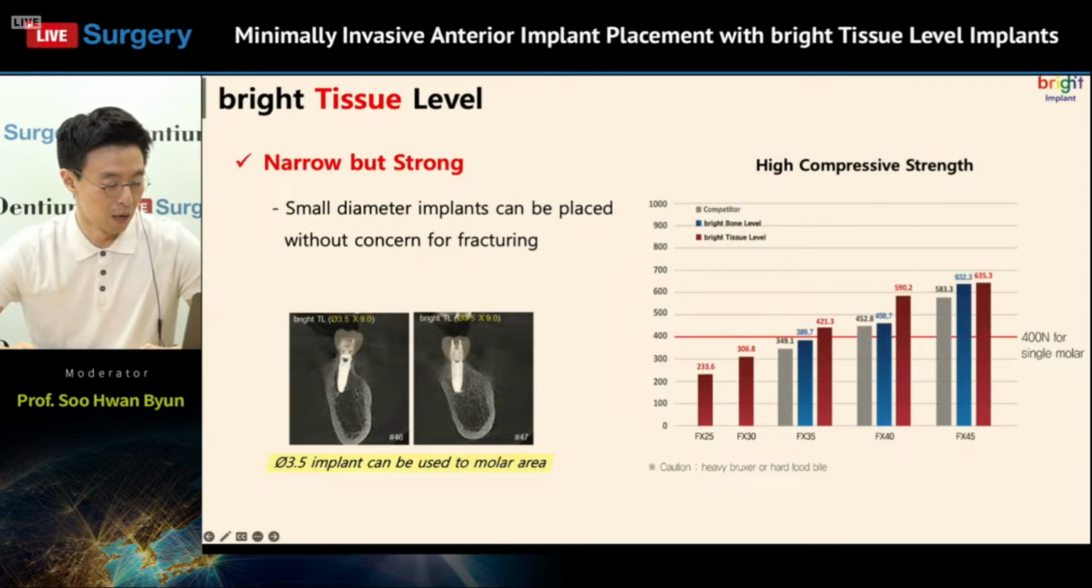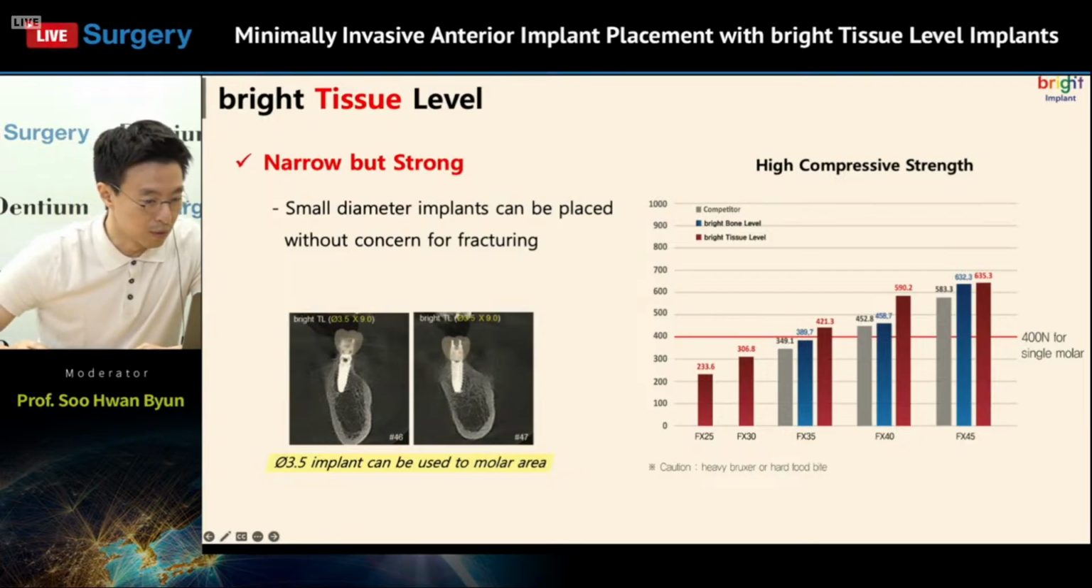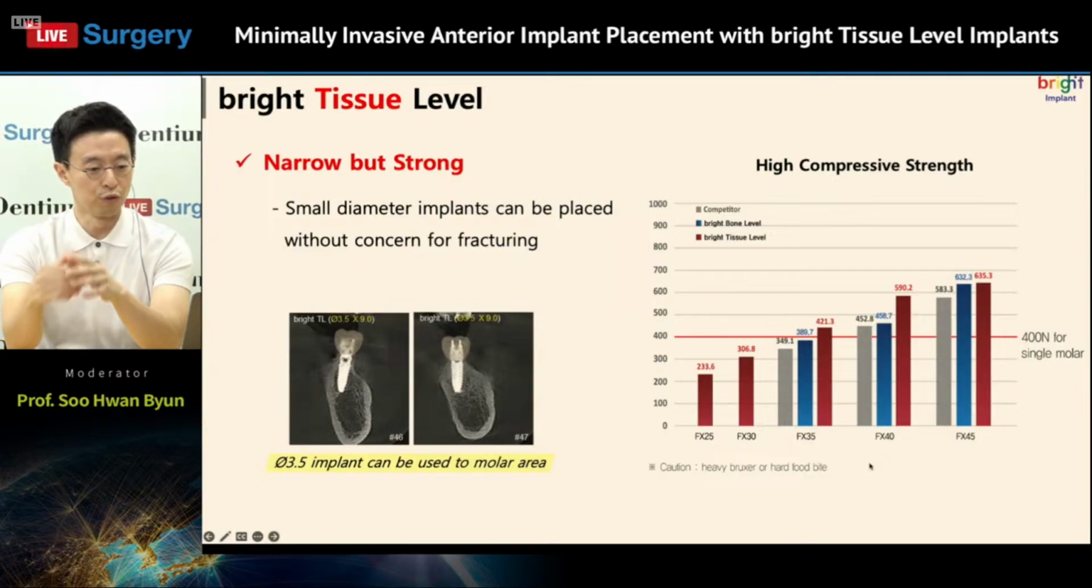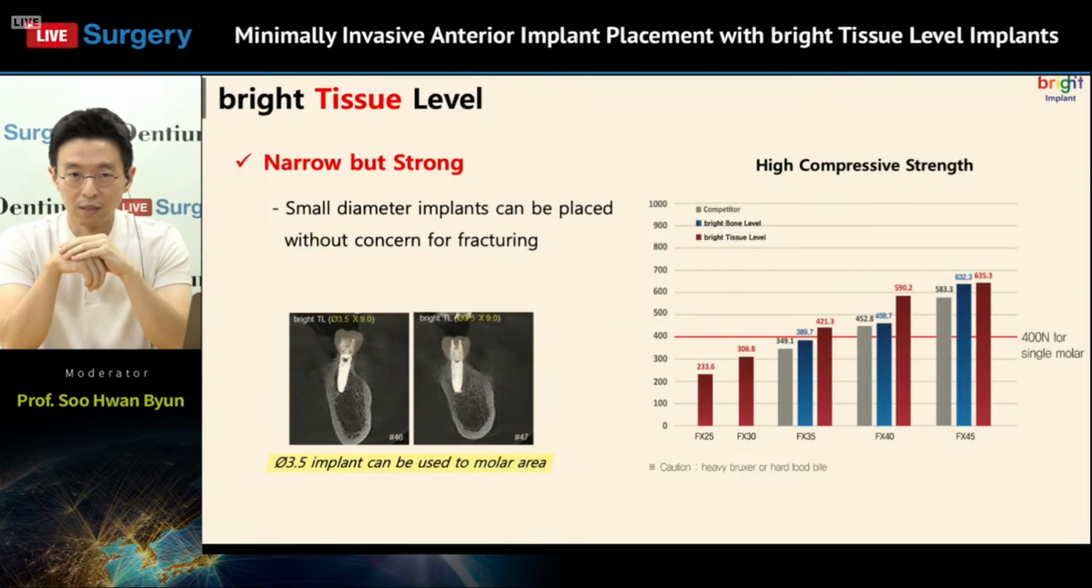Next, I will talk about the Bright Tissue Level implant. The Bright Tissue Level implant is narrow but strong. It has a high compressive strength. You can see in this chart that a small diameter tissue level fixture can be placed without concern of fracture. This allows for a durable solution even in narrow cases.